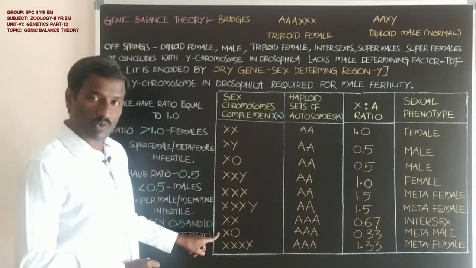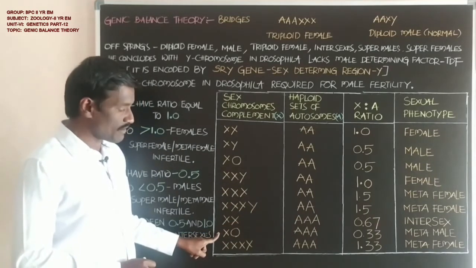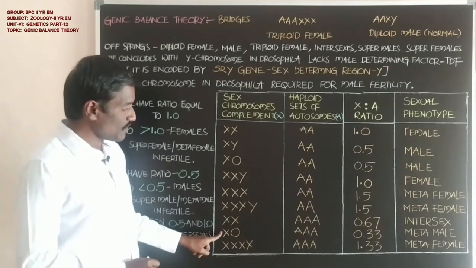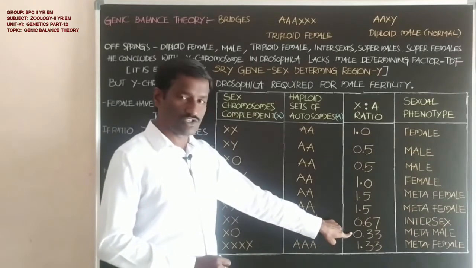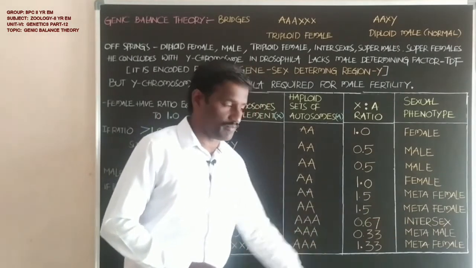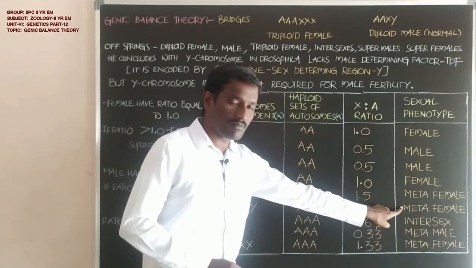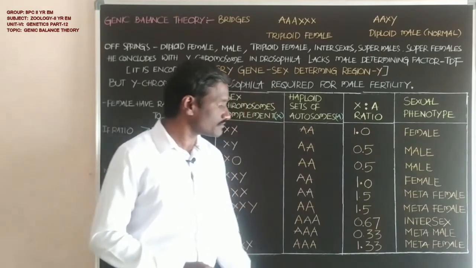Next, only one X chromosome and 3 autosomes, that is 1 by 3. Okay student, 1 by 3 is equal to 0.33. The offspring develops into meta male. Meta male is also called super male. Meta female is also called super female.